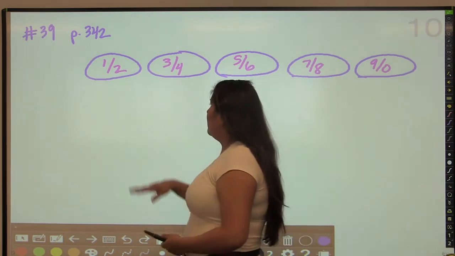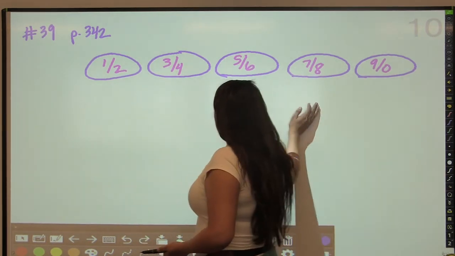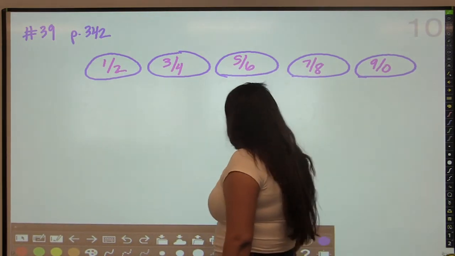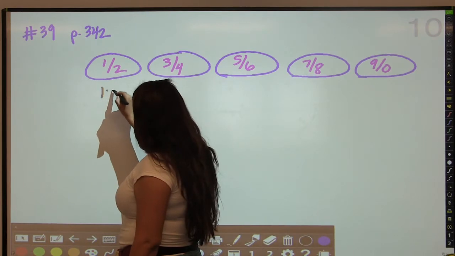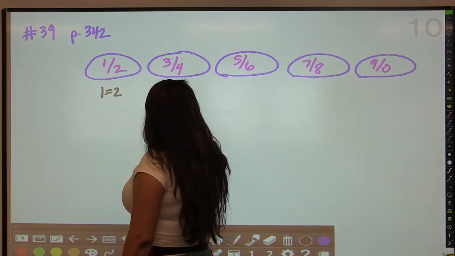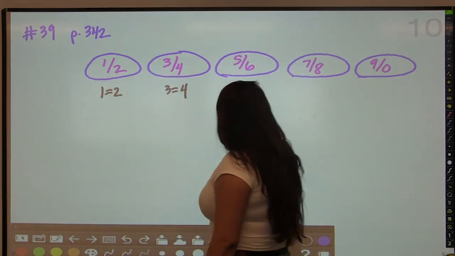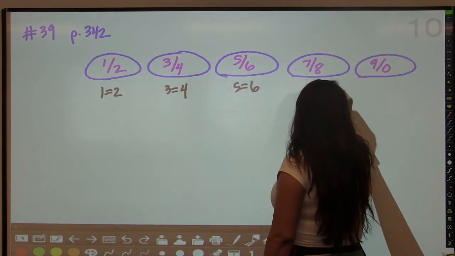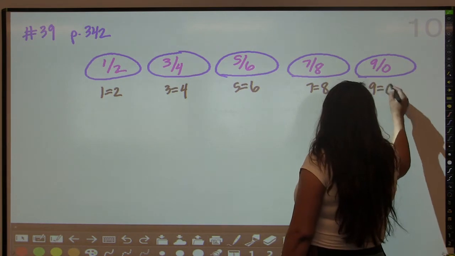Basically we have a keypad with 5 buttons on it, and each button represents 2 numbers. So basically what that boils down to is that pressing a 1 is the same thing as pressing a 2, and pressing a 3 is the same thing as pressing a 4, and pressing a 5 is the same thing as pressing a 6, pressing a 7 is the same thing as pressing an 8, and pressing a 9 is the same thing as pressing a 0.